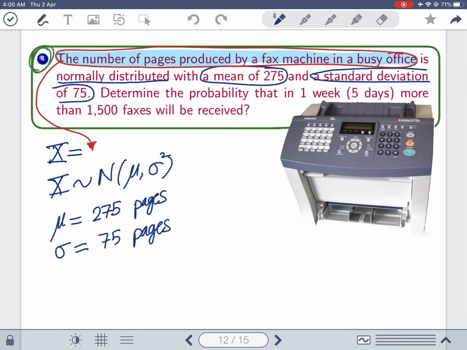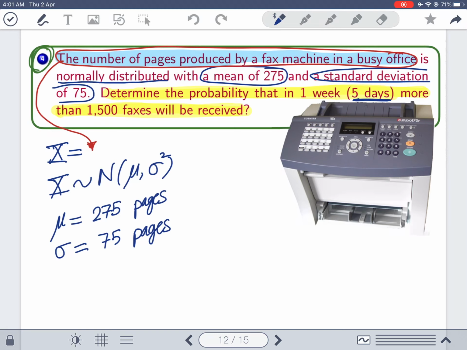And what is the question? The question is, determine the probability that in 1 week, 5 days, okay, more than 1,500 faxes will be received. Okay, so here, let's think about it. We want 1,500 faxes during a week. You know, a working week means 5 days. You know, from Sunday until Thursday. Sunday, Monday, Tuesday, Wednesday, Thursday. Those are the working days. And then you have Friday and Saturday off.